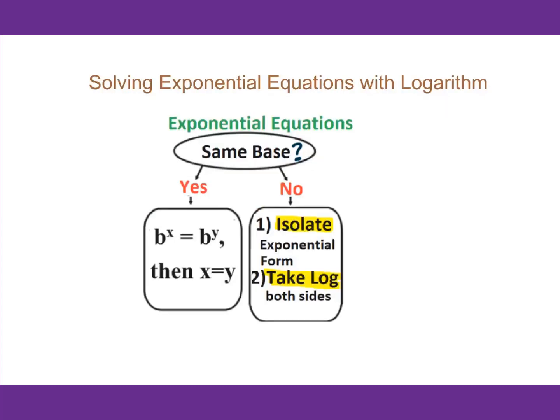Therefore, when you solve any exponential equations, you have to check whether they can make a same base. If the answer is yes, then try to change into this form. Then cancel the base. We make x equals y to solve for this x. If our answer is no, then the keyword is isolating the exponential form. Then take log both sides.